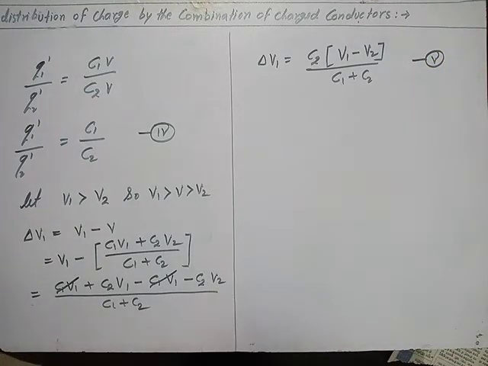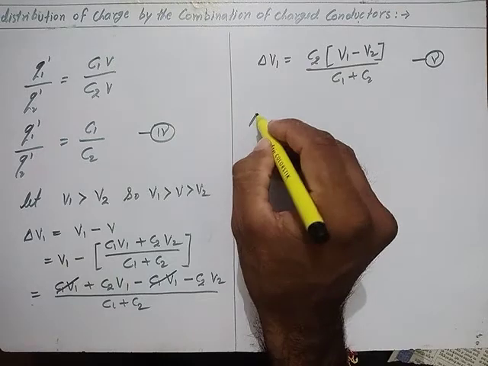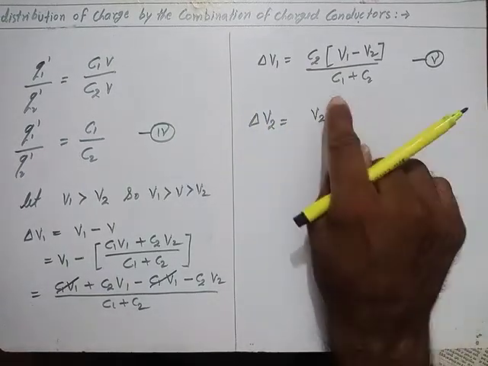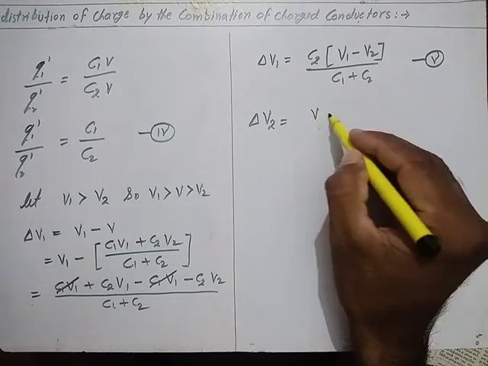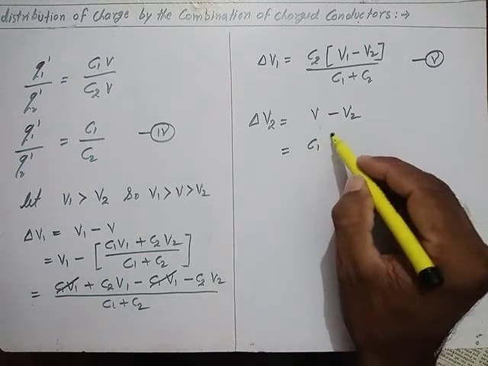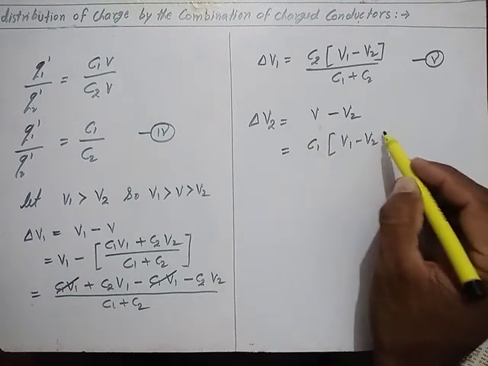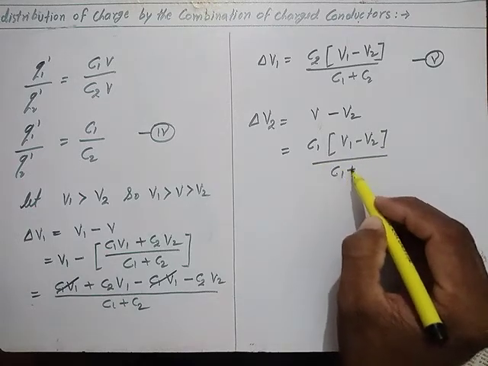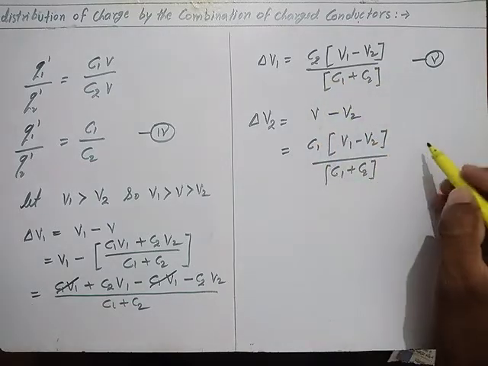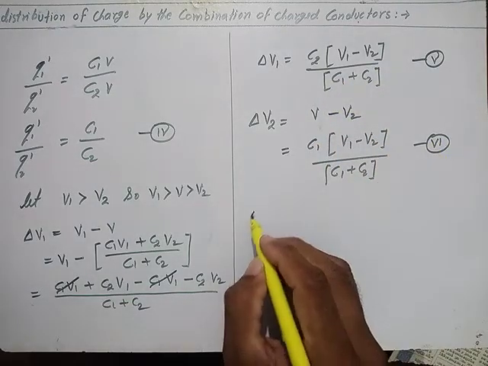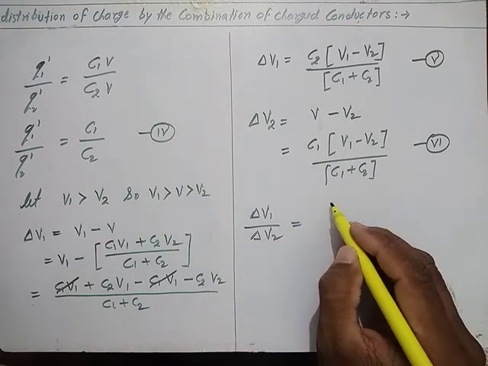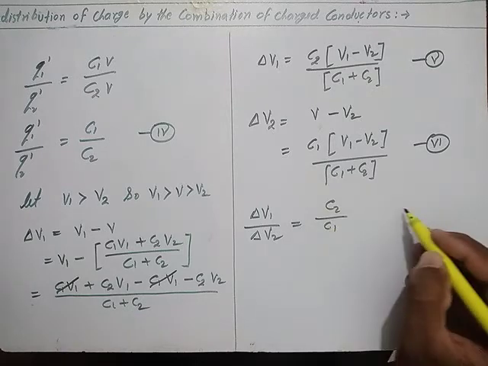Similarly, the change in potential of conductor B will be delta V2. It will be V minus V2. After solving this, you will get C1 times V1 minus V2 divided by C1 plus C2. If we find the ratio of change in potential, then delta V1 by delta V2 is equal to C2 by C1. Equation 7.